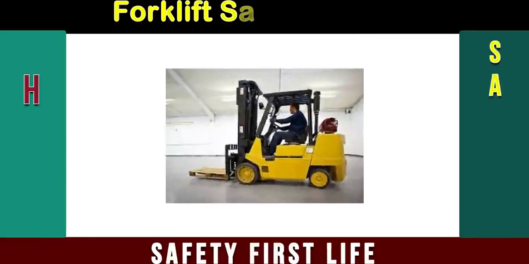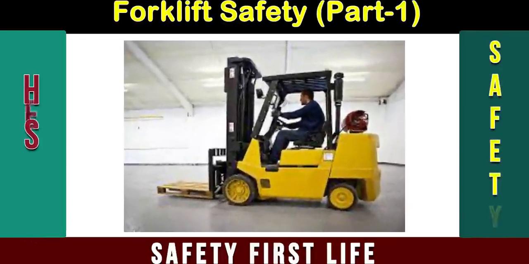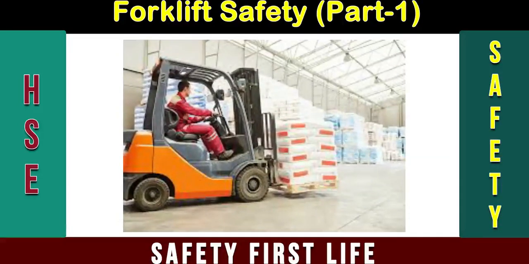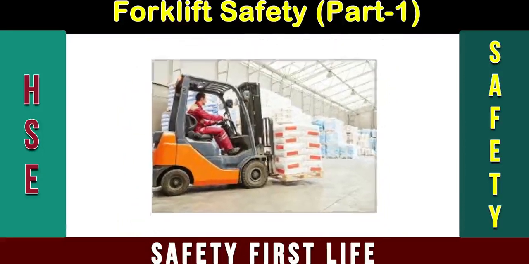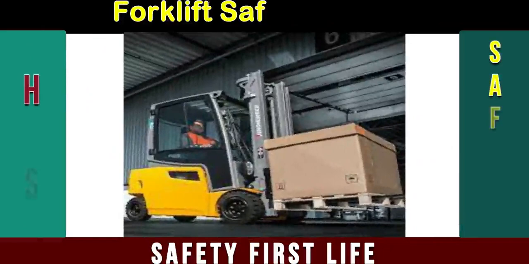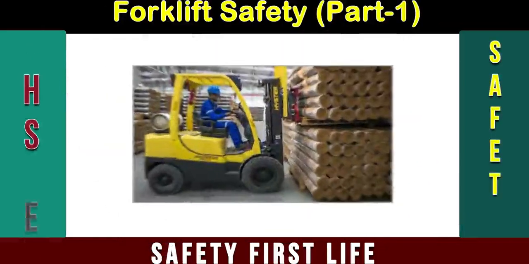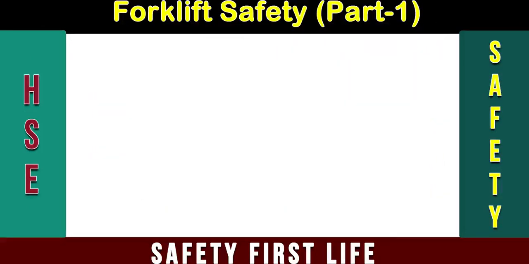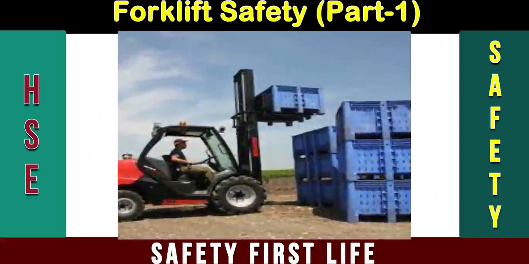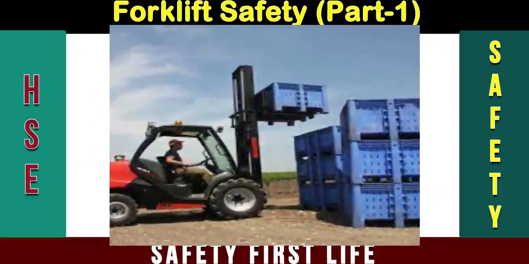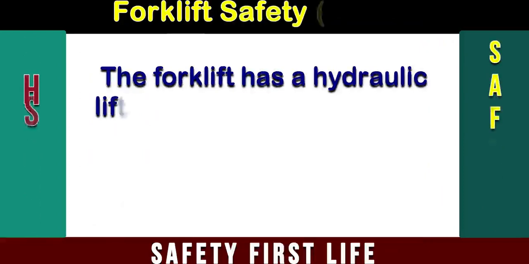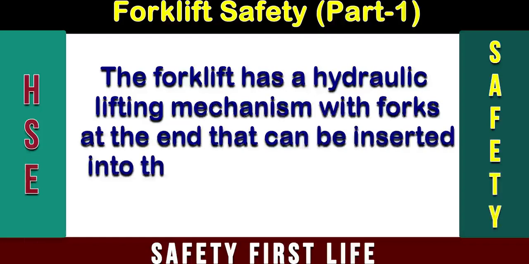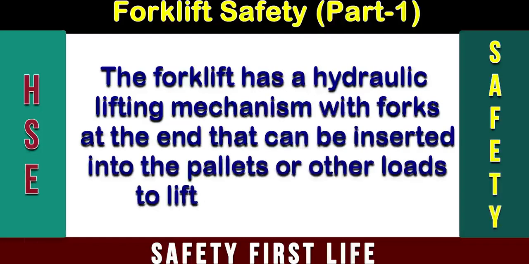A forklift truck, also known as a lift truck, is a type of industrial truck used for lifting and moving heavy objects over short distances. It is typically used in warehouses, factories, manufacturing facilities, and construction sites to move and stack materials such as pallets, crates, and containers. The forklift has a hydraulic lifting mechanism with forks at the end that can be inserted into the pallets or other loads to lift and move them.